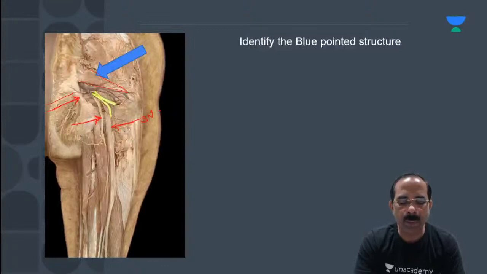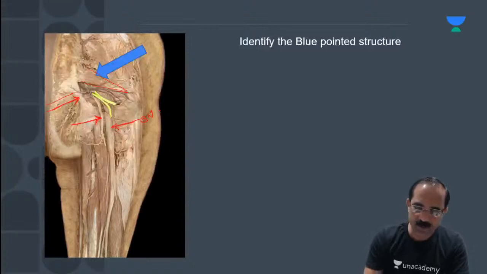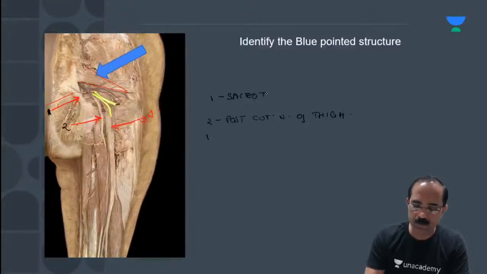What is this nerve? That's the posterior femoral cutaneous nerve of thigh. You can also write it as posterior cutaneous nerve of thigh. That's number 2. Number 1 is going to be what? Sacrotuberous ligament. Number 3 is piriformis.